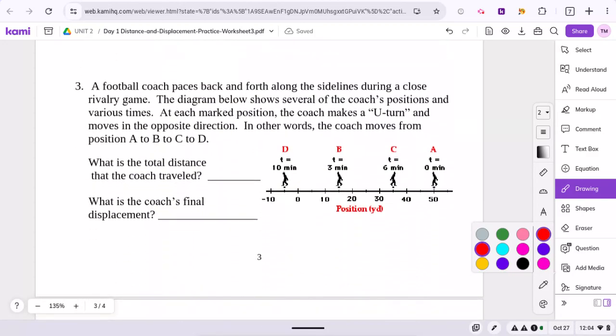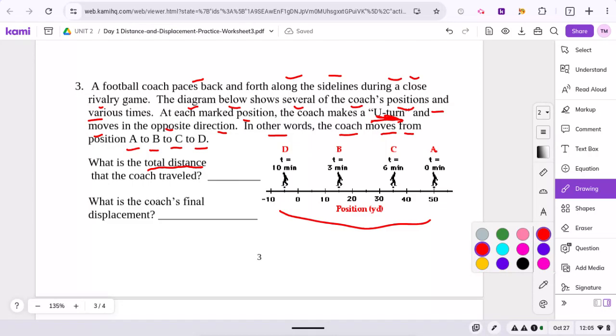I'll skip ahead to number 3. So a football coach paces back and forth along the sidelines during a close rivalry game. The diagram below, this diagram here, shows several of the coach's positions at various times at each marked position. If the coach makes a U-turn and moves in the opposite direction. In other words, the coach moves from position A to B to C to D. So what's the total distance traveled?